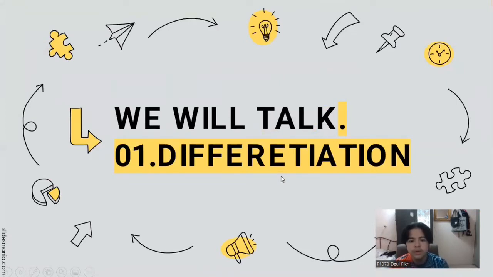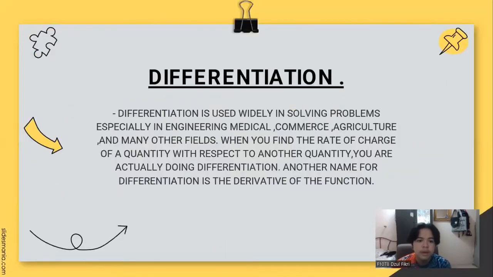We will talk about differentiation. Differentiation is used widely in solving problems, especially in engineering, medical, commerce, agriculture, and many other fields. When you find the rate of change of a quantity with respect to another quantity, you are actually doing differentiation. Another name for differentiation is derivative of the function. That's all from me. I'm going to pass this presentation to Muhammad Ikhwan Shazwan.